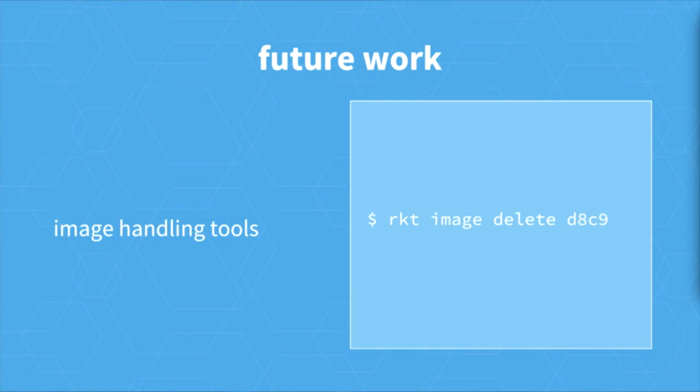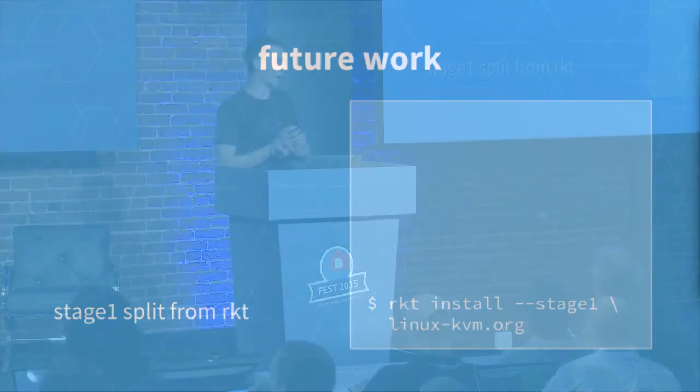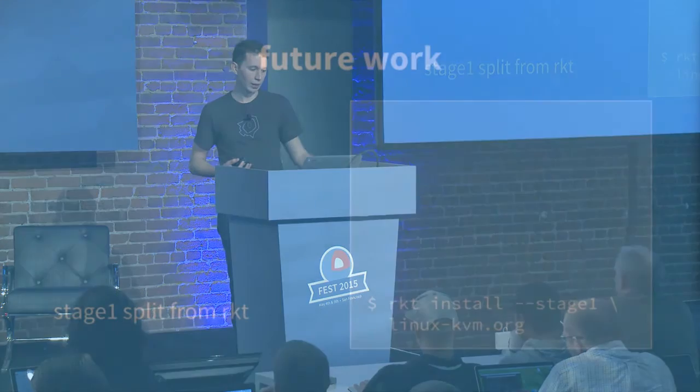Also, we want to improve the image handling so that you can cat out individual files, delete images, etc. And then also pulling out the stage 1 from the Rocket build system and making that a first-class API inside of Rocket. So you can imagine not just using namespaces and cgroups for containers, but also using a hypervisor like KVM as a containerization system inside of Rocket.